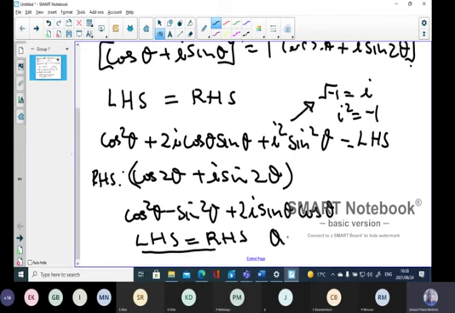I have seen them writing QED. So we have proven that the left-hand side is equal to the right-hand side. This problem can be extended to n equals 3, n equals 4, n equals 5. Okay, and sometimes I can ask you to prove that.